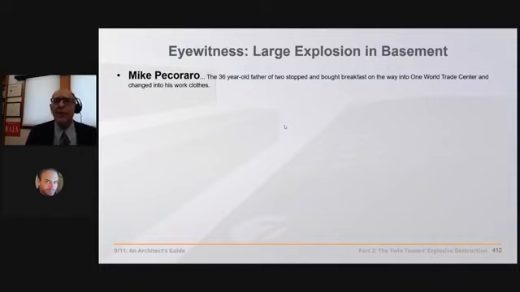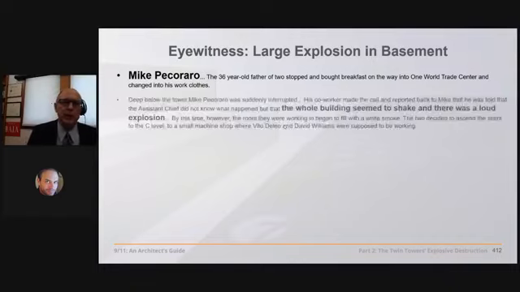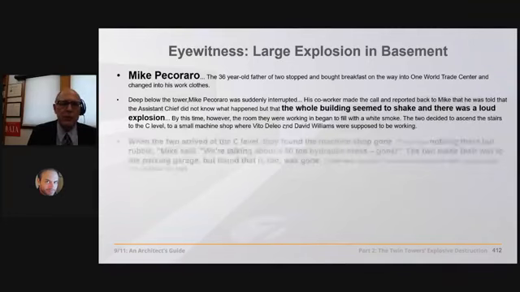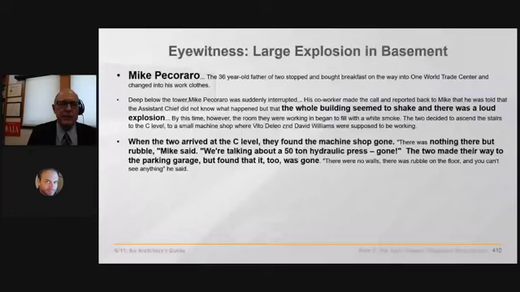before the planes impacted the buildings? We go to Mike Picaro in the basement. It says the whole building seemed to shake and there was a loud explosion. The two ascended the stairs to the sea level of the basement. They found the machine shop gone. Nothing there but rubble, Mike said. We're talking about a 50-ton hydraulic press gone.